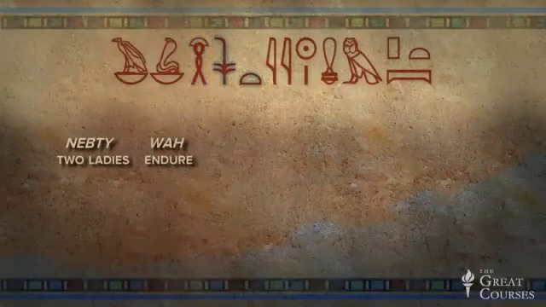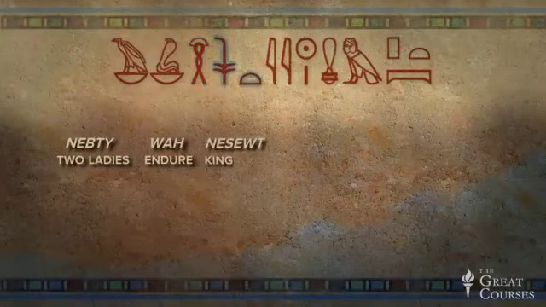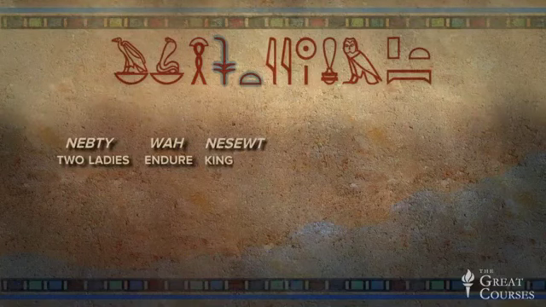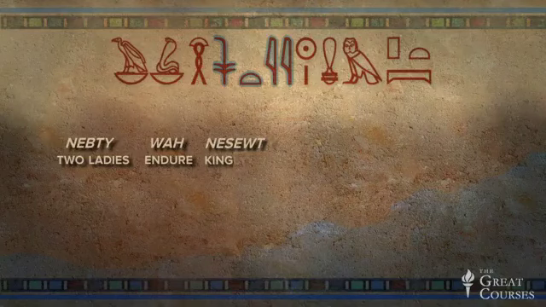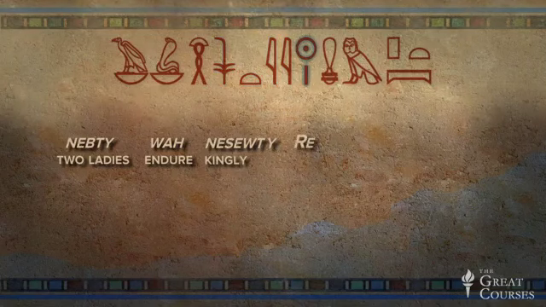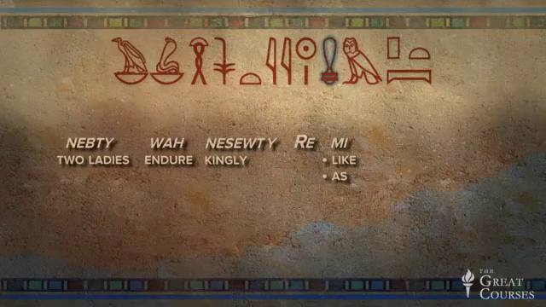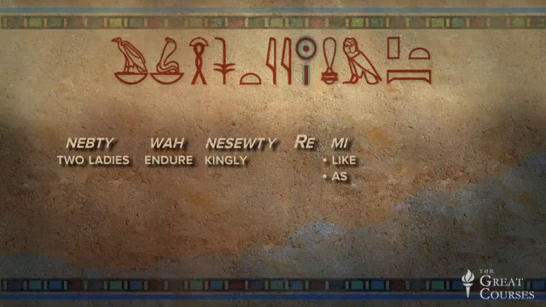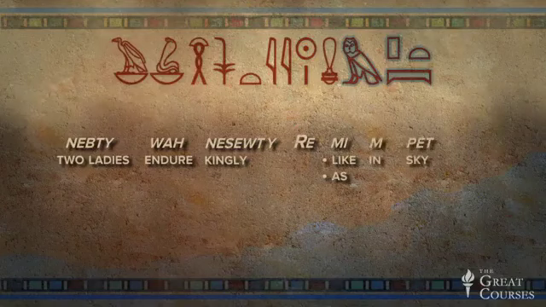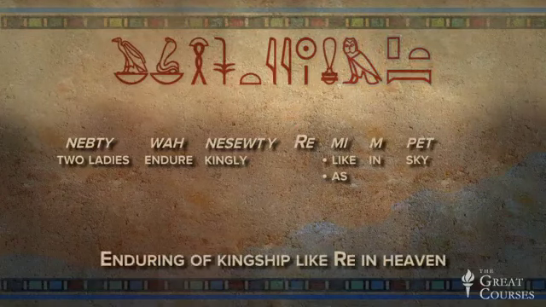Next come two hieroglyphs. Nesut, which means king, but there are also two reed leaves, which makes it the adjectival form, kingly. This is followed by the solar disk Re, and the Mi biliteral hieroglyph, that means like or as, it's like Re. But with the Re coming first for honorific import, the god's name comes first. At the end, we have in the sky, enduring of kingship like Re in heaven.